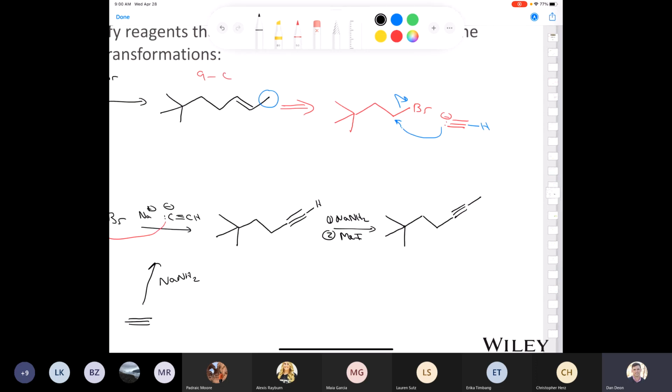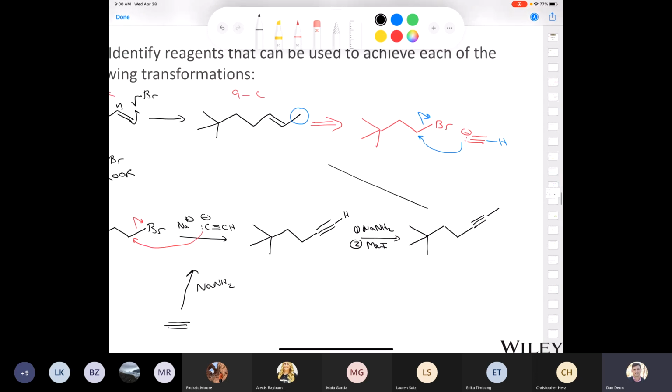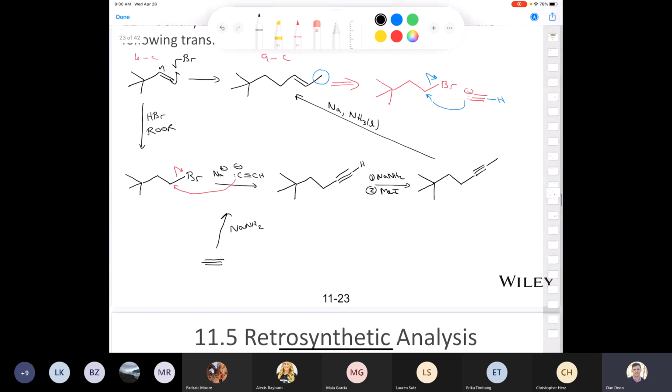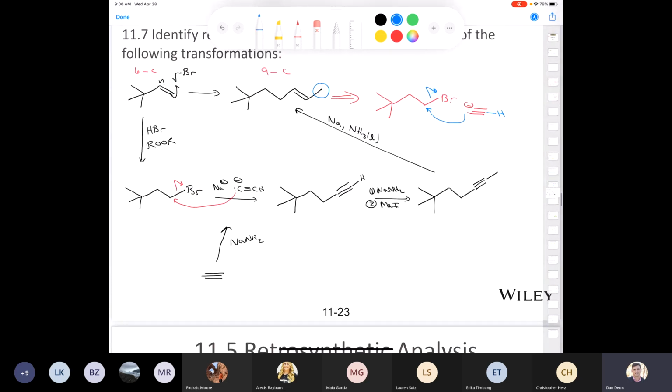So now, in order to finish out the synthesis, to go from this molecule to this molecule, I'm taking the alkyne and I'm reducing it to a trans alkene. I'm going to use sodium and liquid ammonia. And so when we look at all of these steps, what do we have? Let's tally them up down here.